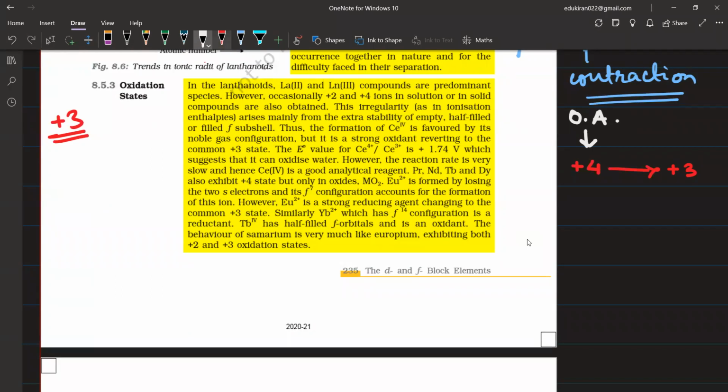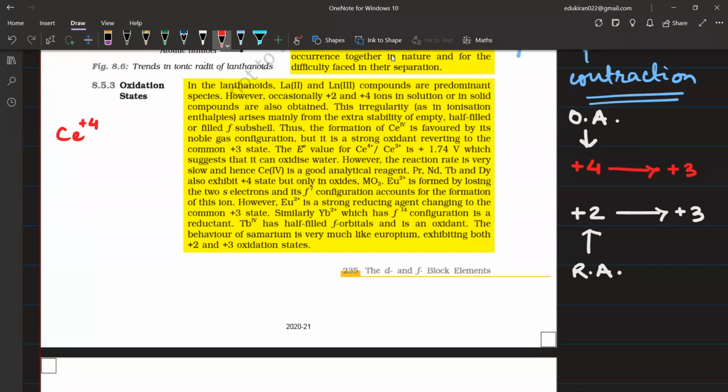Similarly, you will have the +2 oxidation state of lanthanides. They will readily convert themselves to the +3 oxidation state. Now, +2 to +3, it is getting oxidized. That is why all the lanthanides with +2 oxidation state are going to be reducing agents. Please remember this, and that information is present here. They will ask you to talk about the oxidizing or reducing nature of cerium +4.